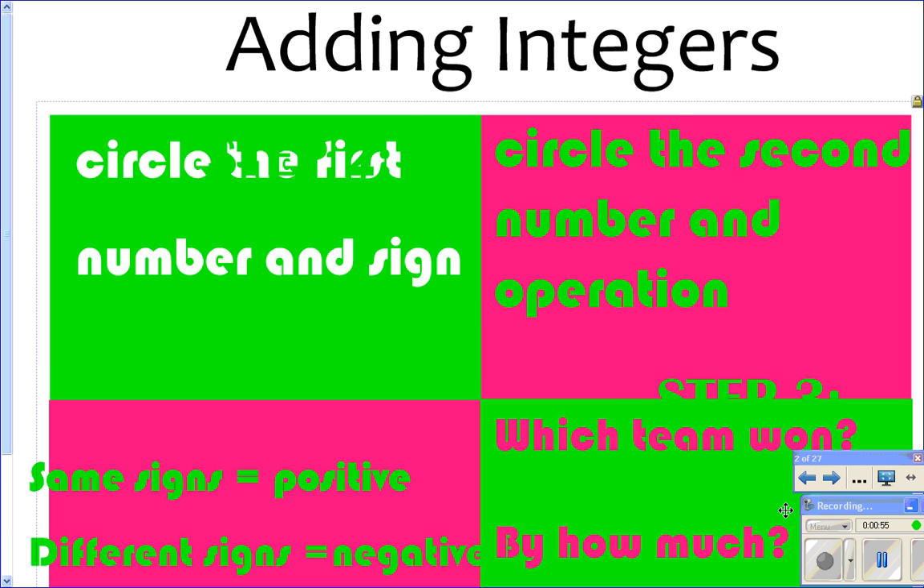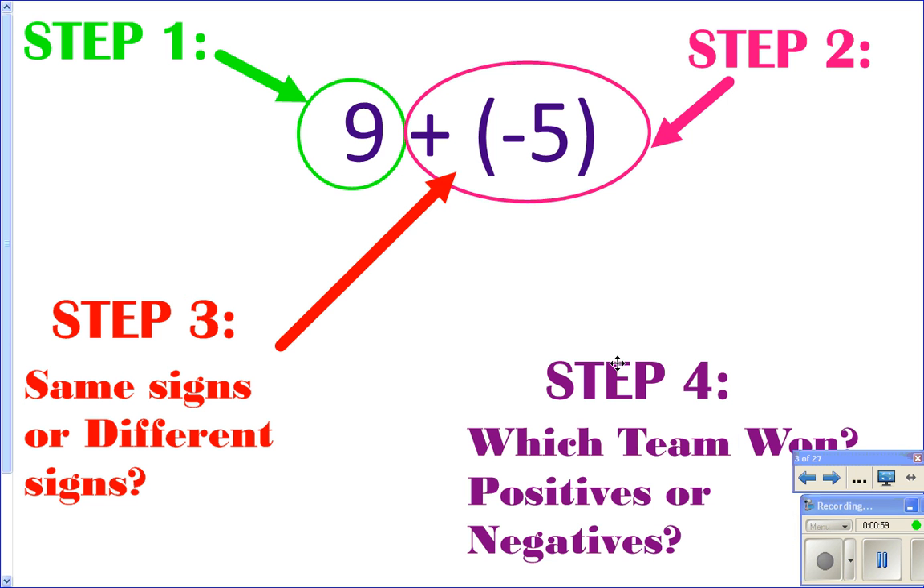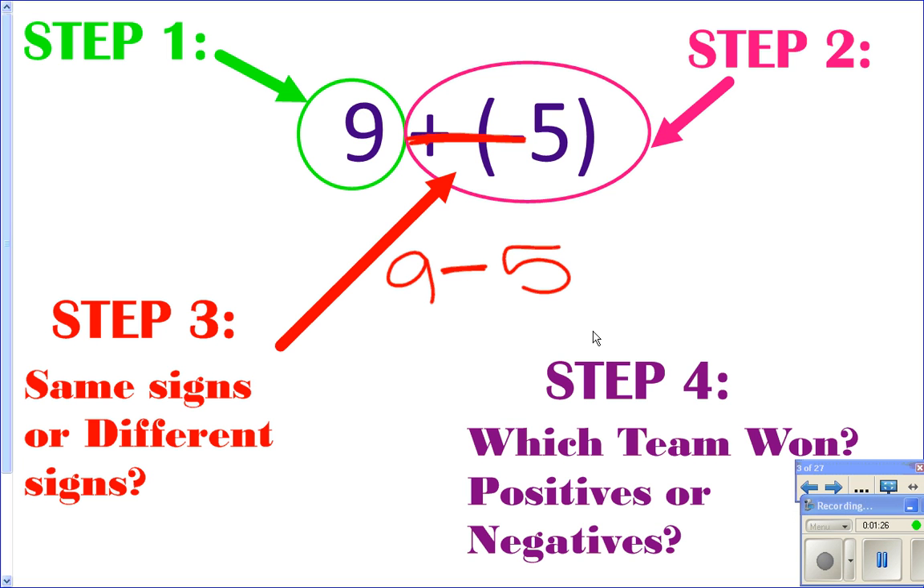Okay, so of course I'm going to show you an example. Our first example. Okay, so here's step 1, circling the 9. Step 2 is circling the addition and the negative. Step 3 is you're looking at the addition and the negative and you ask yourself, are these same signs or different signs? Since these are different signs, this will be a negative. So it'll be 9 minus, both of those cancel out to make a negative, 9 minus 5.